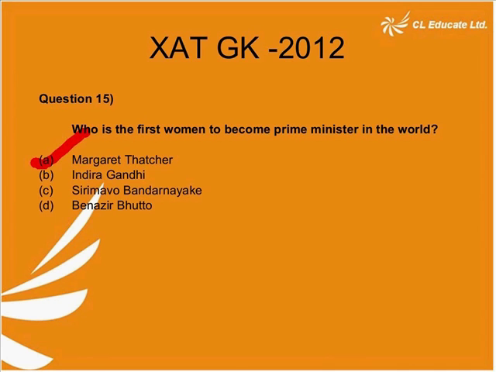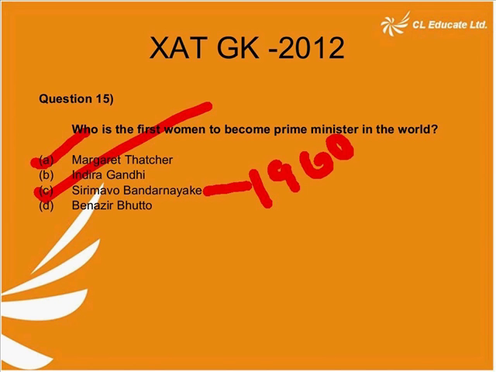She became the Prime Minister of Sri Lanka in 1960, the land of Muthaiya Muralidharan. Sirimavo Bandaranaike in 1960, and altogether she became the Prime Minister of Sri Lanka three times.